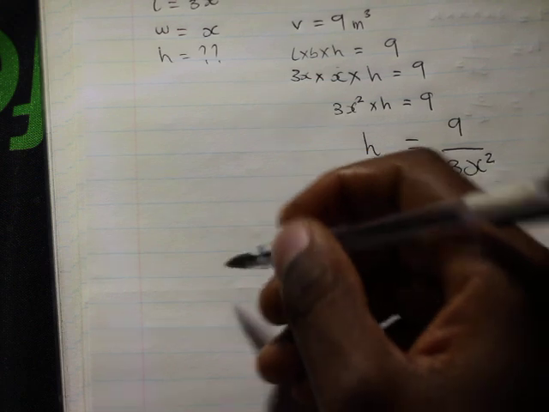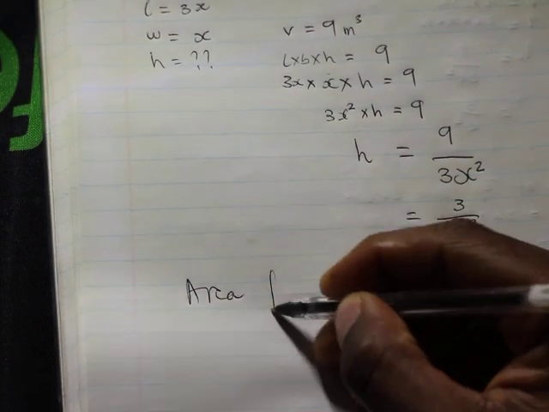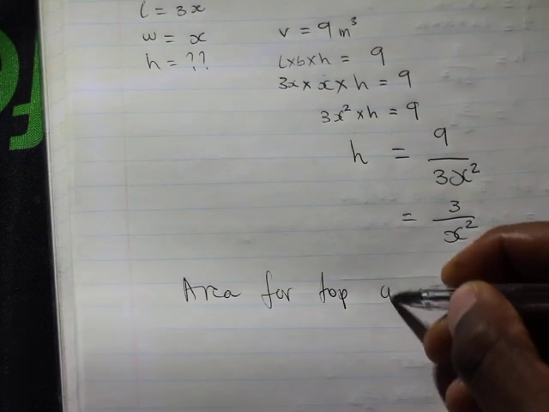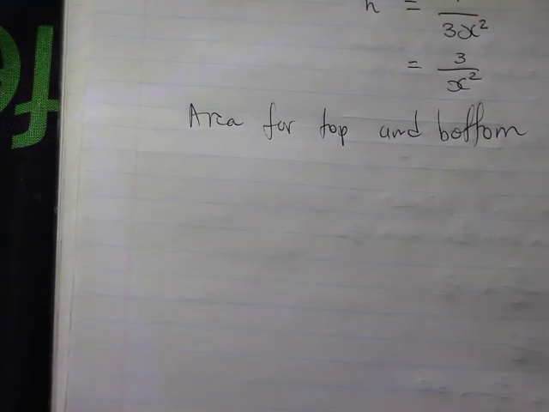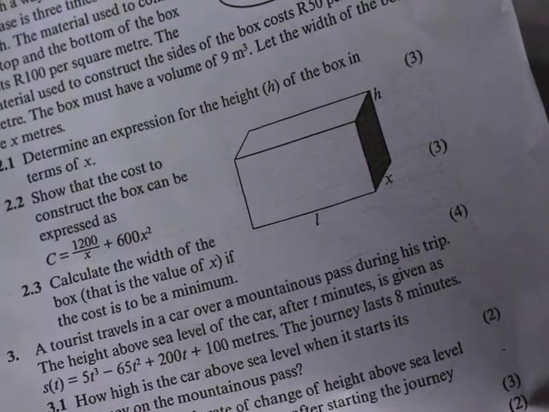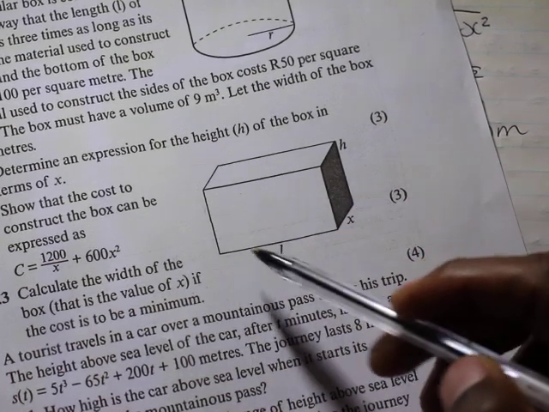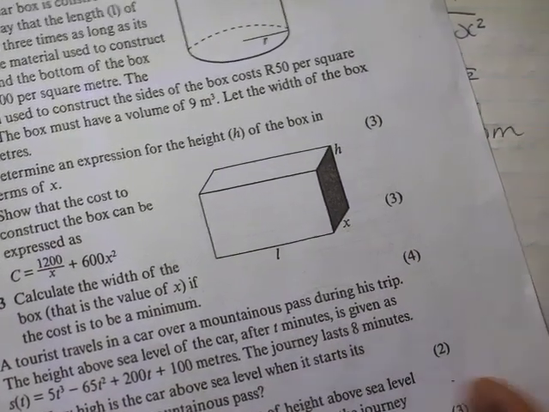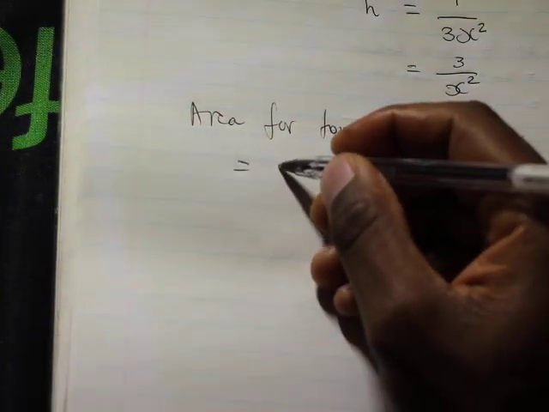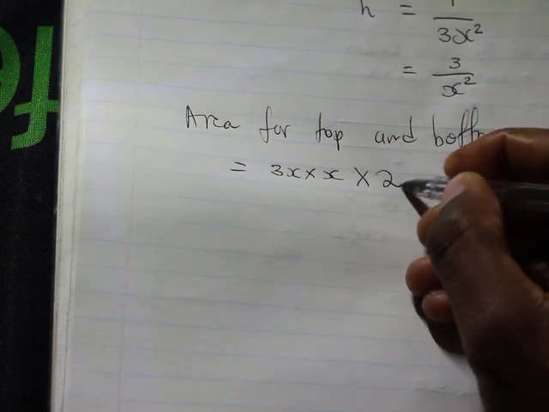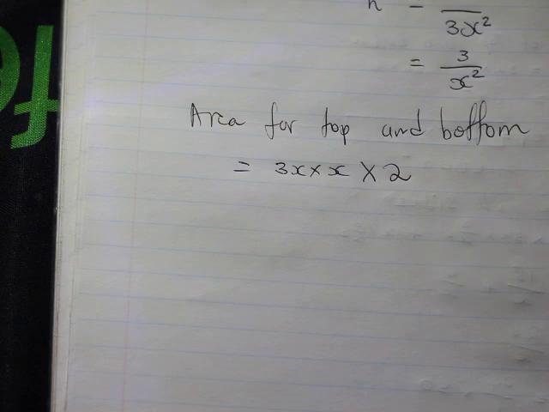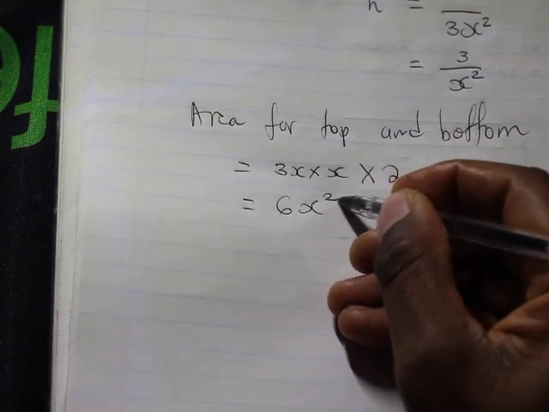So now we're going to say, okay, the area for top and bottom. So you guys know, the area of these things is just length times breadth. The length here is just 3x, and then the breadth here is just x. But there's two of them, the top and bottom, and they're exactly the same. The area is exactly the same. So meaning that this is going to be equal to 3x, which is the length, times the width, which is just x, but this must be multiplied by 2 because now we're taking into account both of them, the top and the bottom. So this just becomes 6x squared.